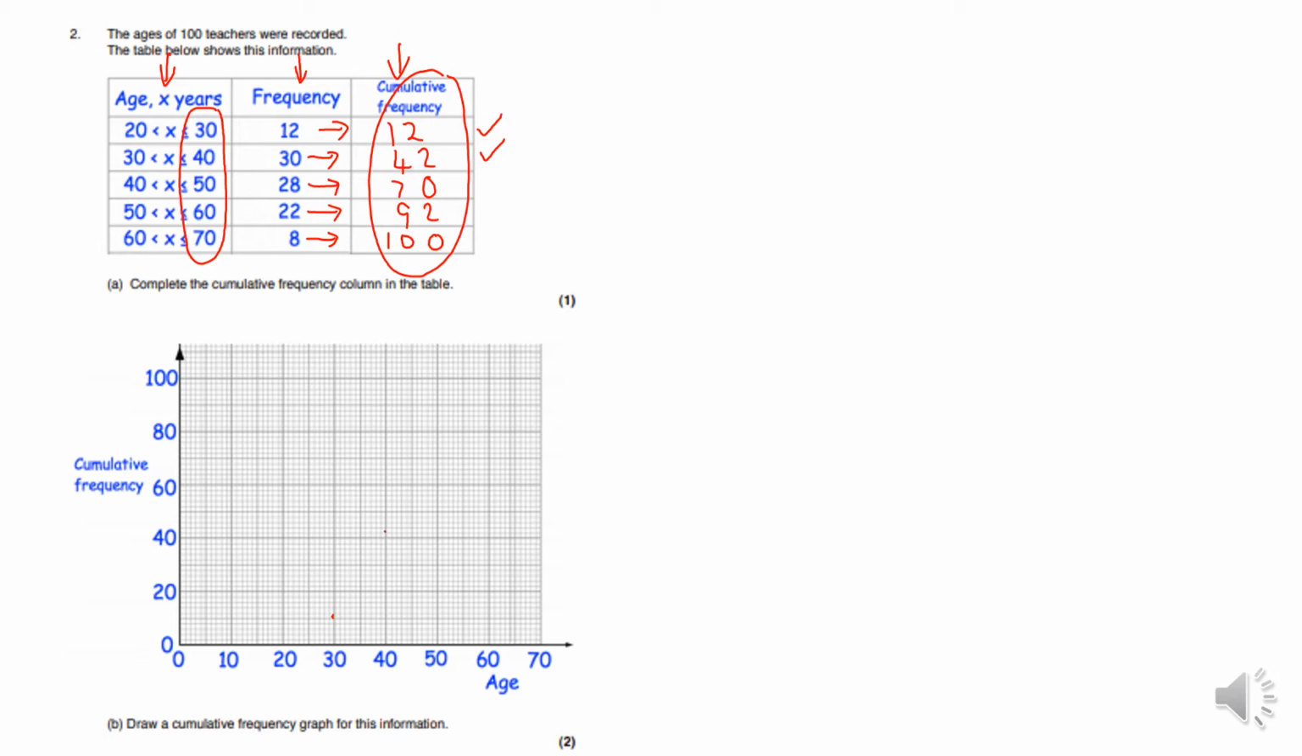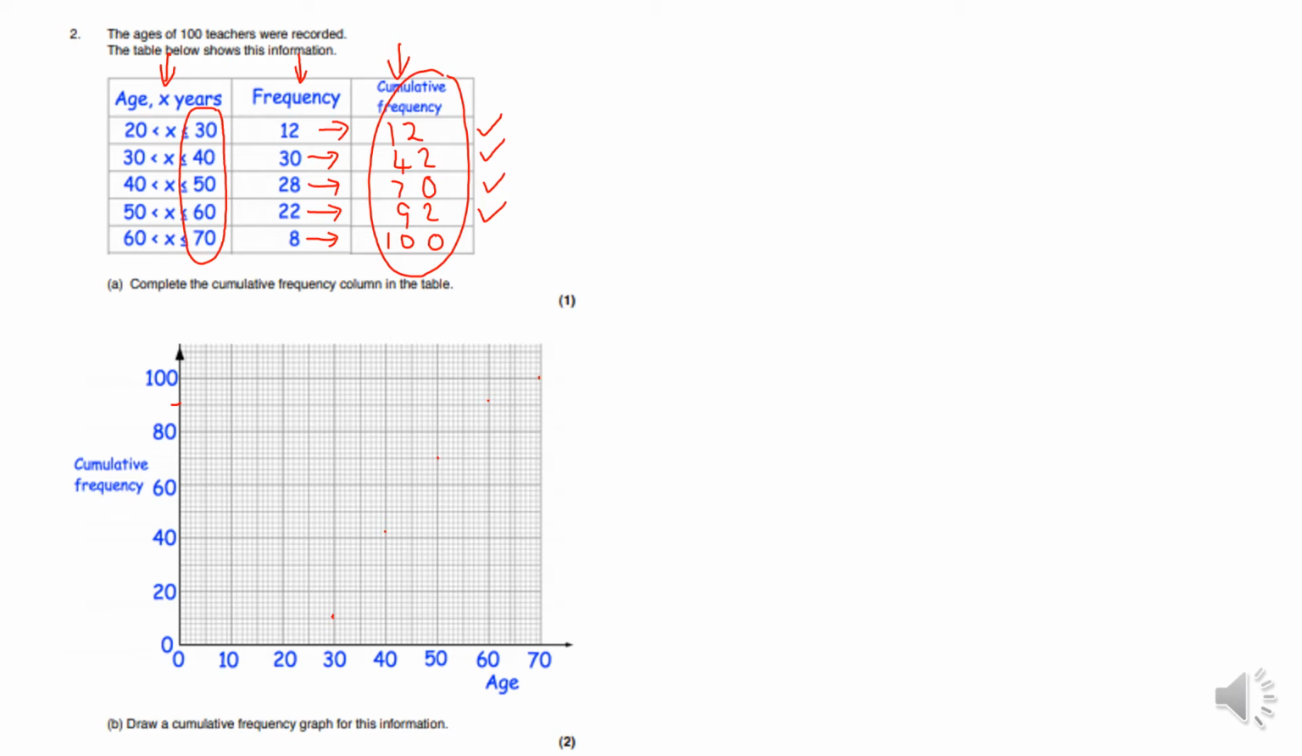Then we've got 70 at the cumulative frequency, and then we've got 50. So 70 and 50 is roughly up there. And then we've got 92 and 60. So we've got 92, yeah, 90 is roughly about there, so just slightly higher than that. And then it's against 60, so that's going to be roughly about there. And then the last one, we've got 100 and 70. That should be nice and easy.